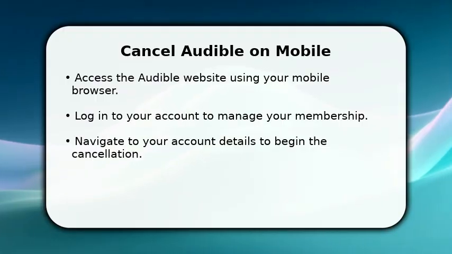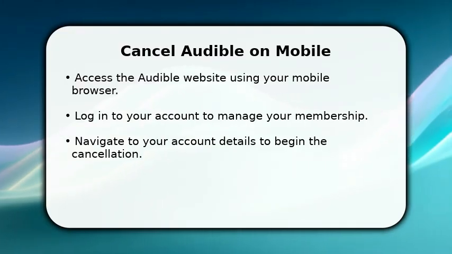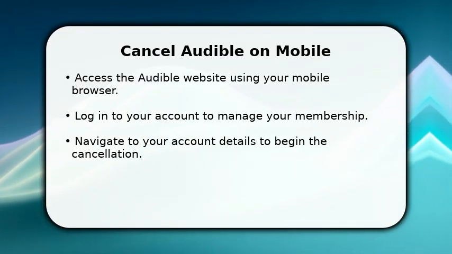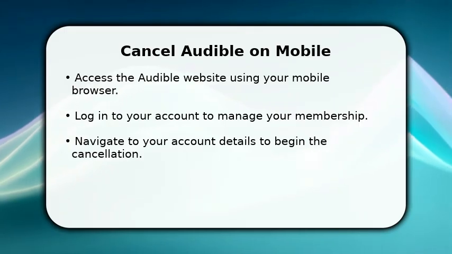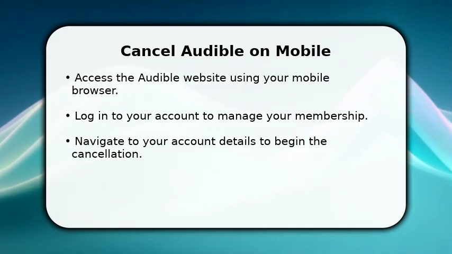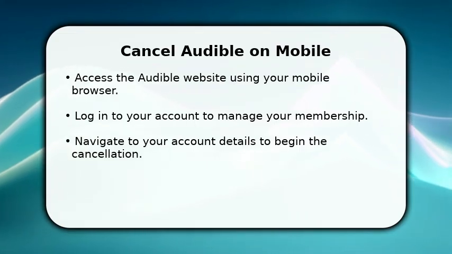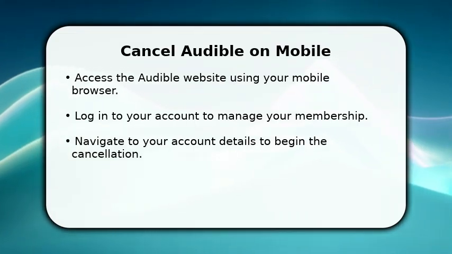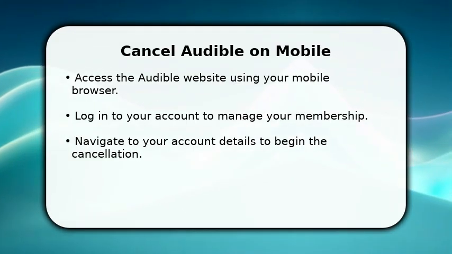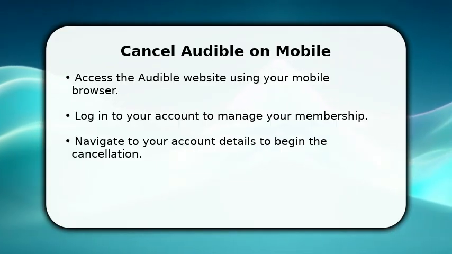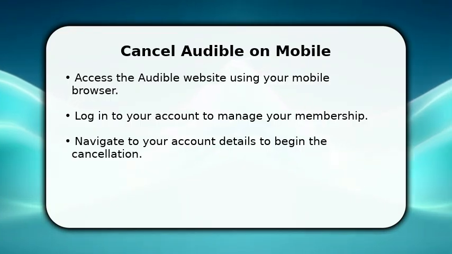In this video, I will explain how to cancel your Audible membership on mobile. First, open your mobile browser and go to the Audible website. You'll need to log into your account using your username and password. Once logged in, you can then proceed to your account details to start the cancellation process. This method ensures you can manage your subscription directly from your phone, giving you full control over your membership.